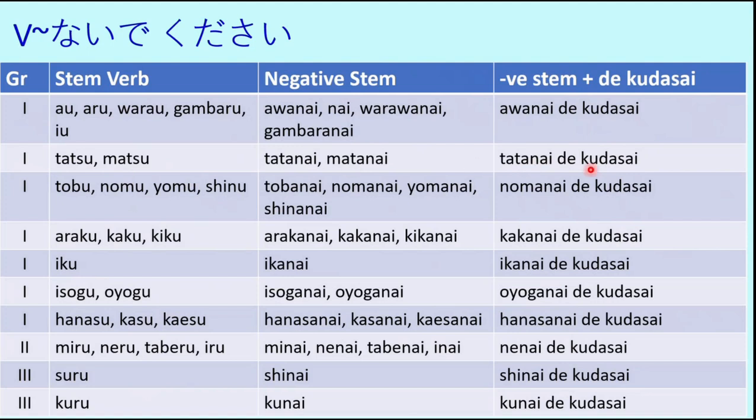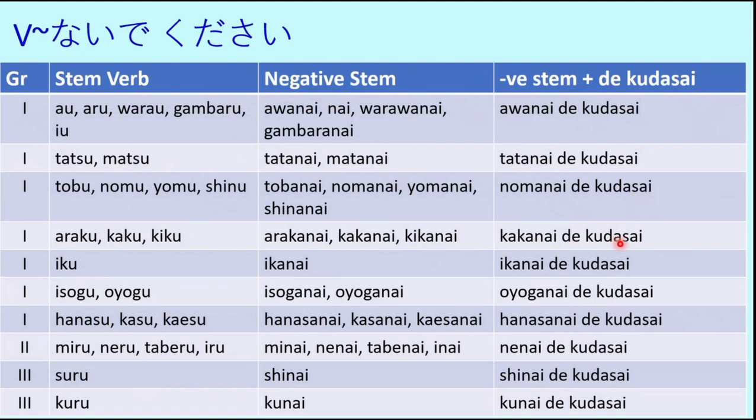Similarly, tatanai de kudasai, that means please do not stand up. Matanai de kudasai, please do not wait. So, in this way, rest of the verbs. Tobu, nomu, yomu, shinu. Tobanai, nomanai, yomanai, shinanai. So, nomanai de kudasai means please do not drink.